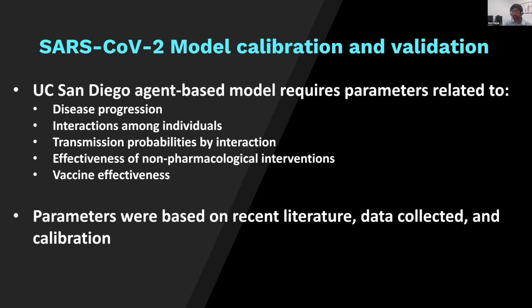And then, as you can see when we're going through all those slides, there are a lot of different parameters that feed into the agent-based model that need to be specified. These things include disease progression, interactions among individuals, transmission probabilities by interaction, and the effectiveness of different interventions. So a lot of the parameter values either have to be brought from the literature, collected via data, or calibrated. And I'm going to touch upon this idea of calibration and where to get the data later on in the talk.